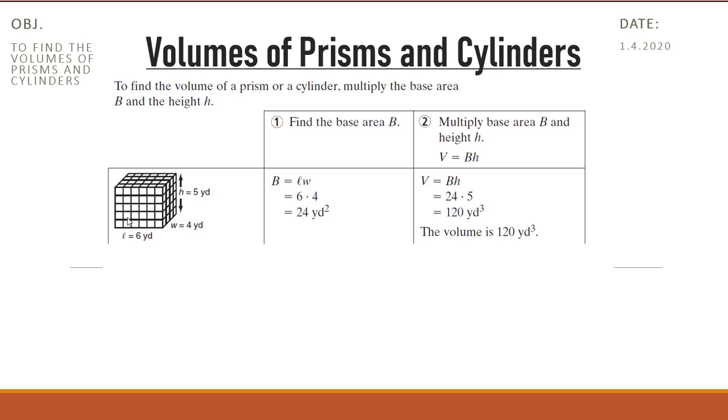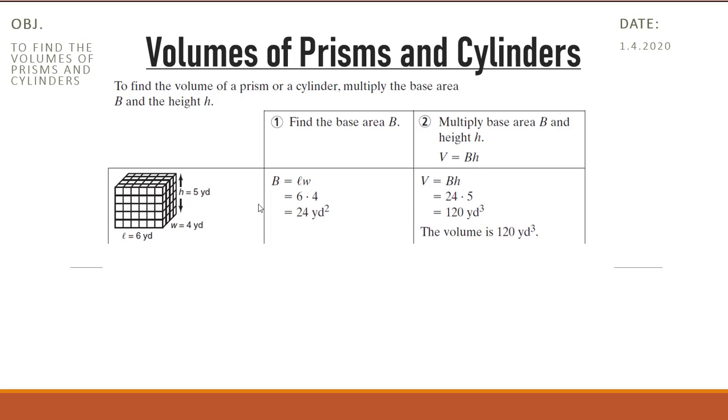For example, if we have this prism, this is a rectangular prism, with length 6 yards, width 4 yards, height 5 yards. At first we can find the base area, multiply length by width, because this is a rectangle. So length by width is 4 multiplied by 6, which is 24 square yards. And to find the volume, multiply the base area by the height. The height is 5 yards, so it's 24 multiplied by 5, which is 120 cubic yards.